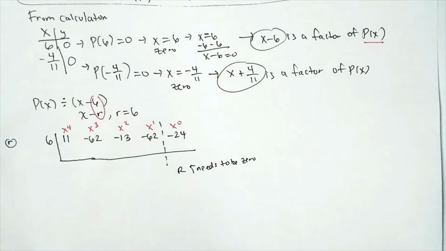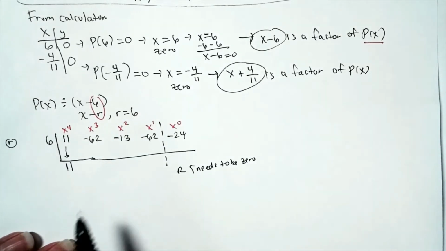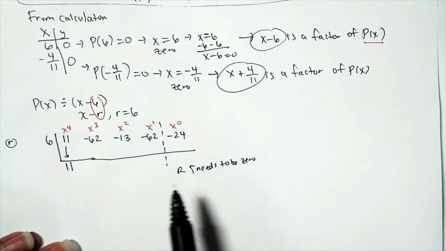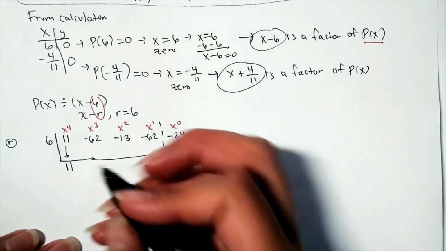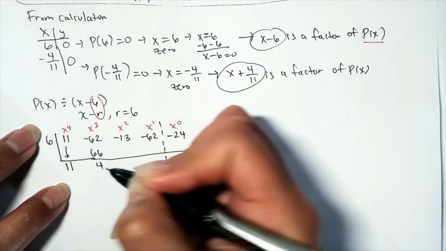Okay, so let's go ahead and begin the process. For synthetic division, we'll drop down the first number and then multiply and add all the way until we can't. The product of 11 and 6 will give us 66, and that sum will give us 4.